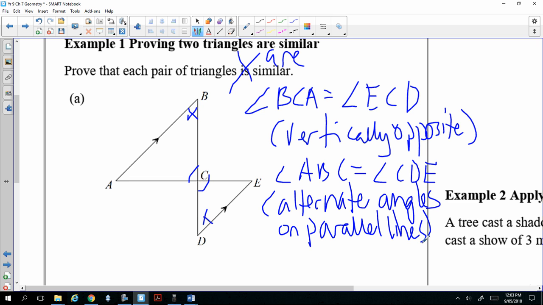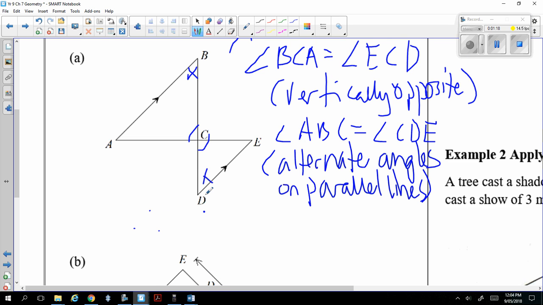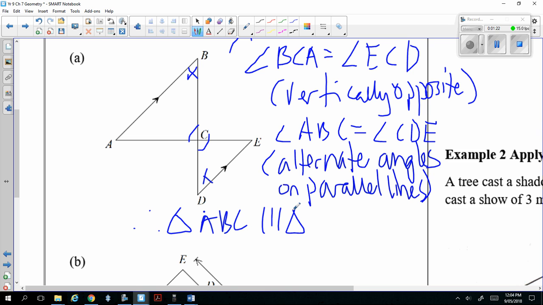Okay, quiet please. So we proved that the vertically opposite angles are equal, and the alternate angles are equal. Alternate angles on parallel lines. You don't need to prove the third angle because two is enough. So you say therefore, triangle ABC is similar to triangle ECD, equiangular.